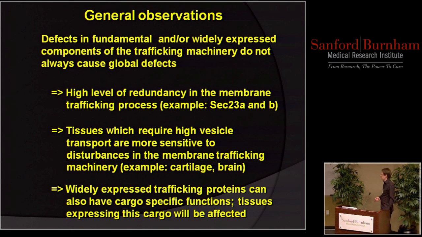Now, another explanation why defects in widely expressed components of the trafficking machinery do not cause a global phenotype is that some of these proteins also have cargo-specific functions, so that only tissues expressing this certain cargo will be affected. And the mouse model I'll be presenting the data from is a nice illustration of this third point.